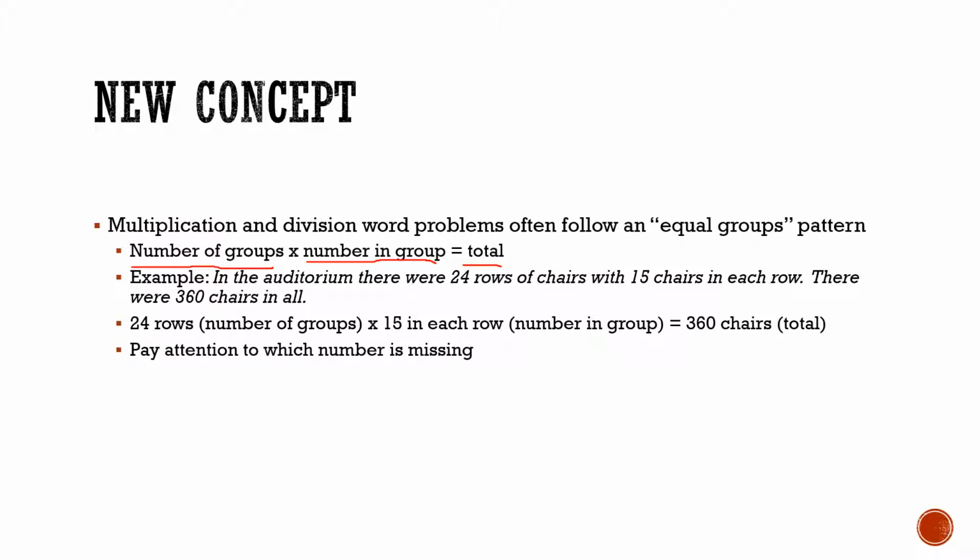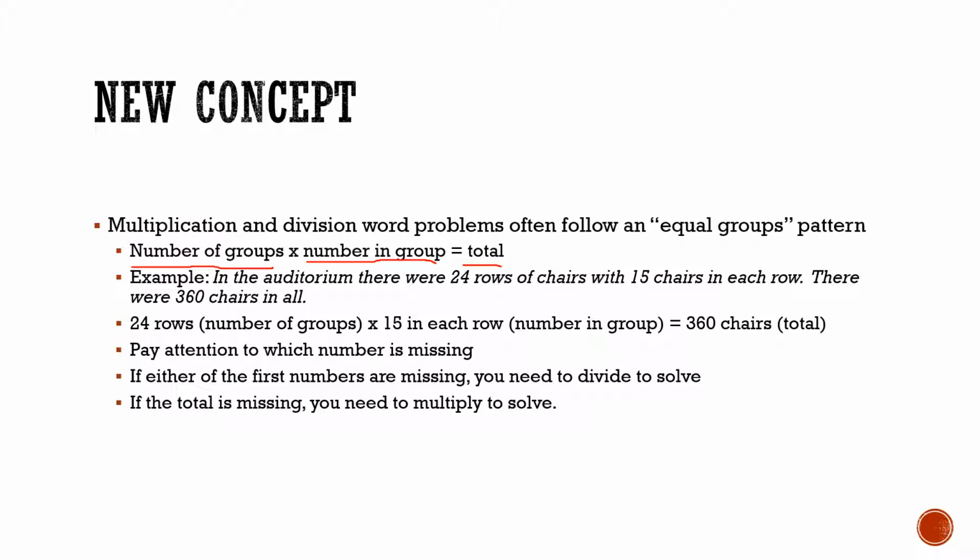Again, pay attention to which number is missing, just like last lesson. If either one of your first numbers are missing, you have to divide to solve using the two numbers you have. If the total is missing, obviously you need to multiply to solve.